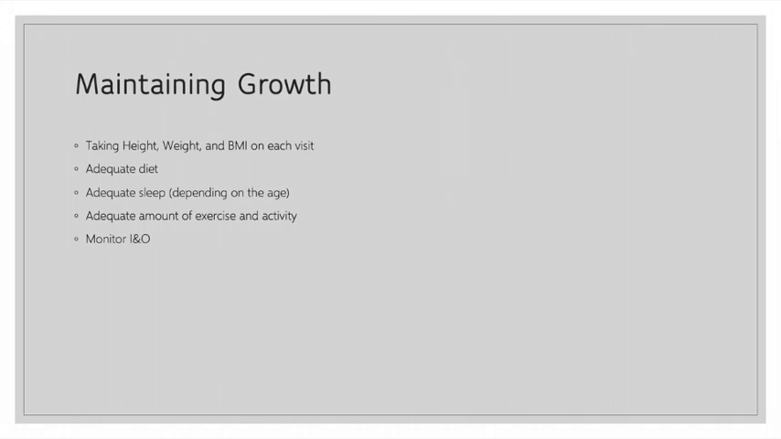And then monitoring I&O is going to be important, especially because they might be sweating, so that's going to put them at risk for dehydration. And obviously, since they have that pancreas and intestines issues, they might have trouble passing stool, or just not getting enough nutrition that we don't notice it.